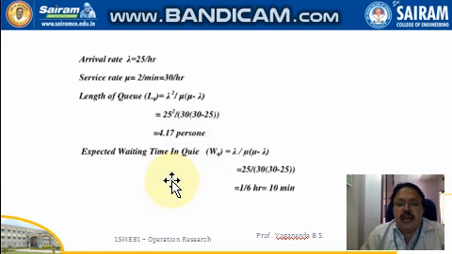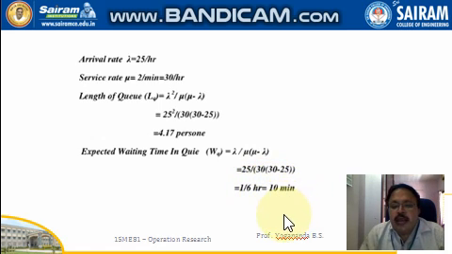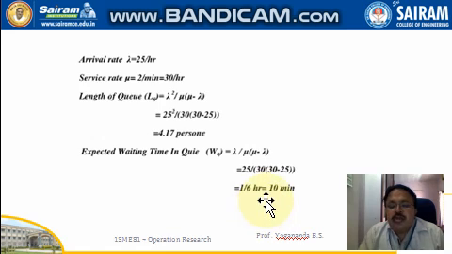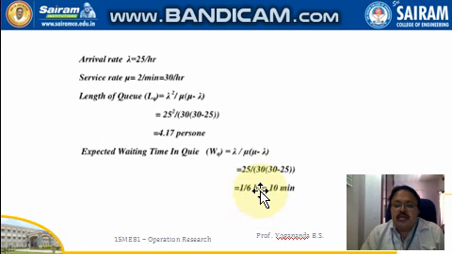So expected waiting time in the queue is given as lambda divided by mu into mu minus lambda. We are getting this as 1 by 6 hours. Converting this hour into minutes, that is 1 by 6 into 60, so that is 10 minutes. So totally a customer waits for 10 minutes in the queue.